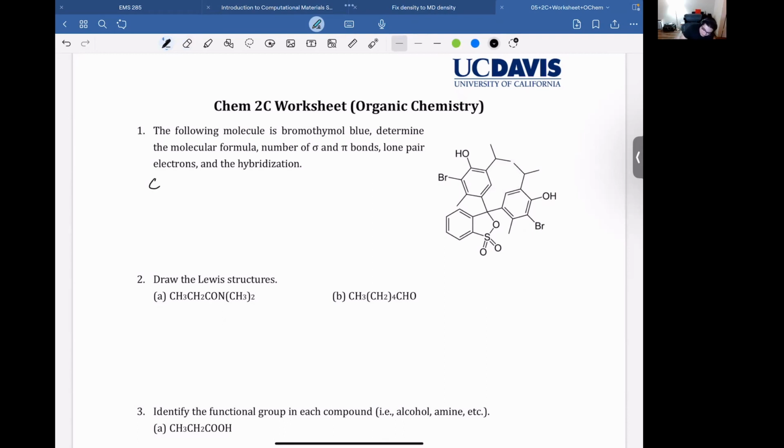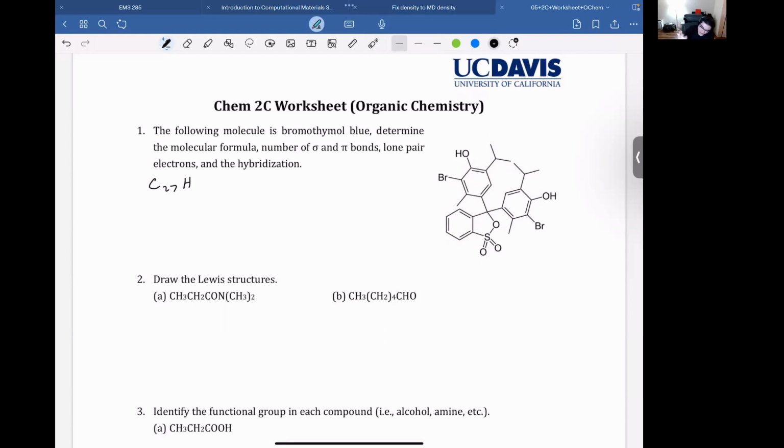If you go ahead and count, I'll do all the carbons first. Just remember in these line and angle drawings, every vertex is a carbon. So we have 1, 2, 3, 4, 5, 6, 7, 8, 9, 10, 11, 12, 13, 14, 15, 16, 17, 18, 19, 20, 21, 22, 23, 24, 25, 26, 27. So there's 27 carbons. Typically, we put the H after the number of carbons.